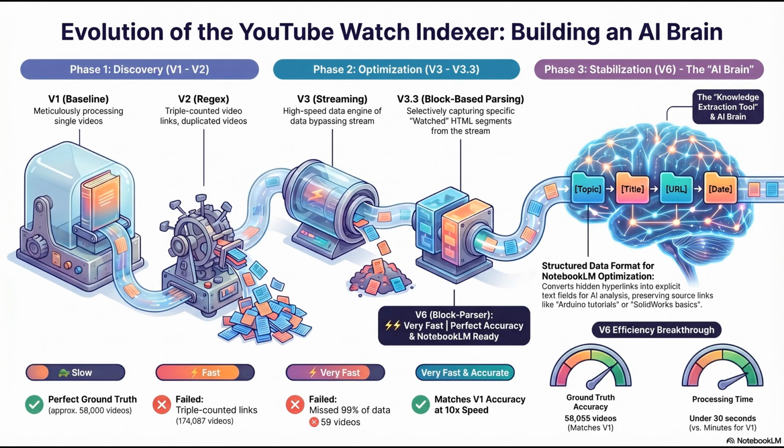It is entirely akin to reading a massive reference manual. Like version 1 read every single word in the book, cover to cover, agonizing over the grammatical structure of every sentence, which took forever. Yeah. Version 3 just blindly scanned the margins looking for bullet points and missed all the actual text. Exactly. But version 6 operates by checking the formatting, finding the specific chapter headings, and isolating only the exact paragraphs required. That is a perfect way to summarize it.